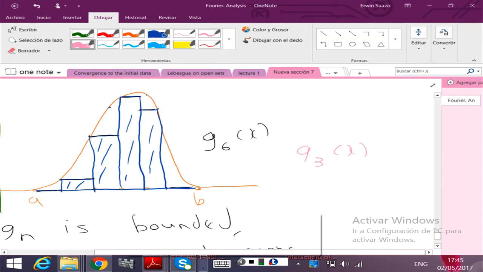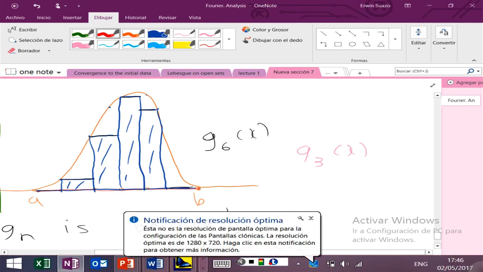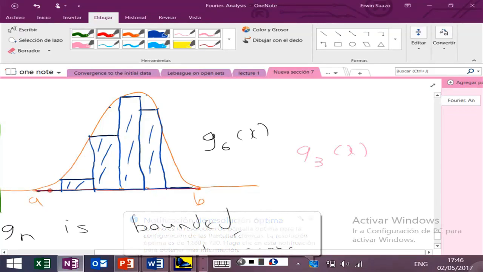So let's put it in red. That means I'm going to divide it into 3 parts. So 1, 2, 3 parts. What is the smallest between here and here? It will be this one.